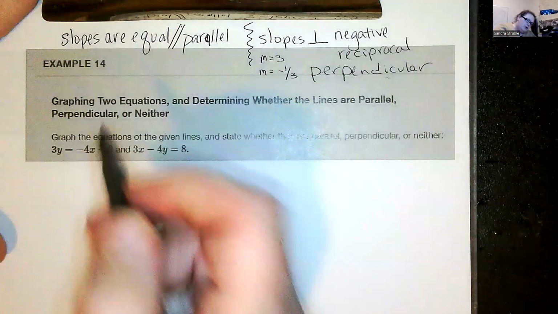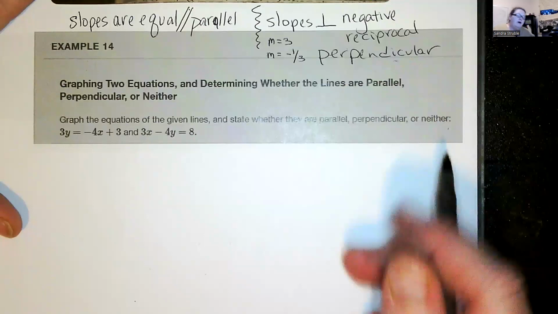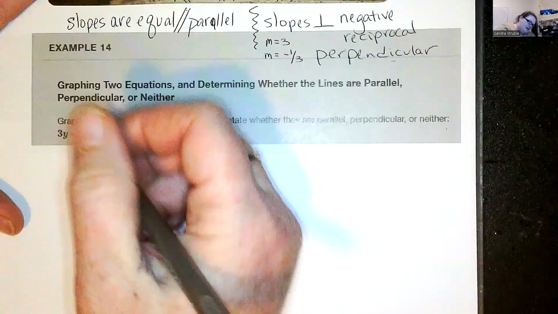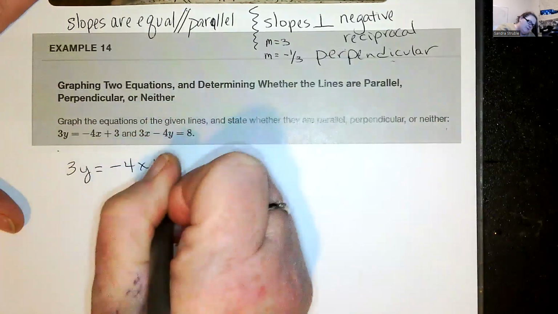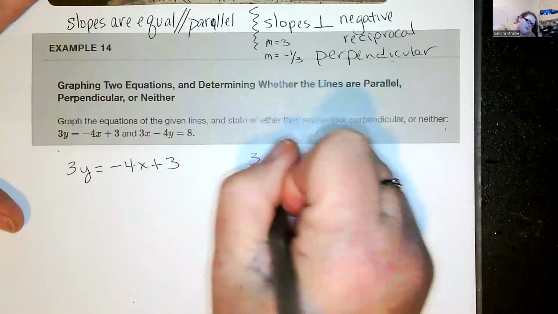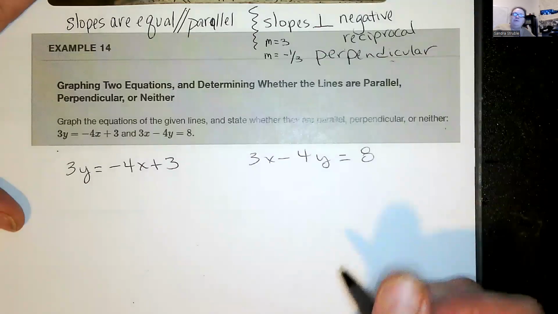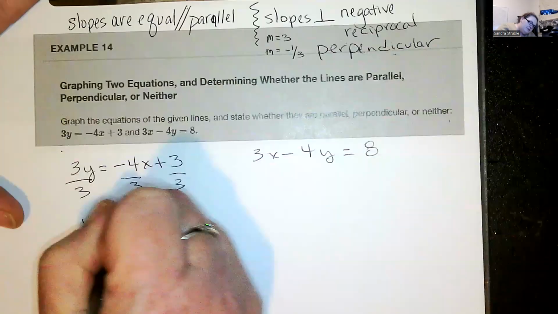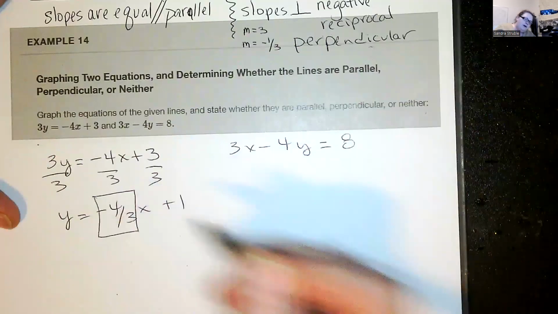All right. So graph the equations of the given lines and state whether they are parallel, perpendicular, or neither. Oh, so they just went through and graphed them. Well, that's not as much fun. I want to go through and do what we did in class and actually solve for them. So all I'm going to do is take 3y equals -4x plus 3, and 3x minus 4y equals 8. And I'm just going to solve for y for both of them. So divide by 3 for this one. y equals -4/3 x plus 1. The only thing I care about here is this slope right there.